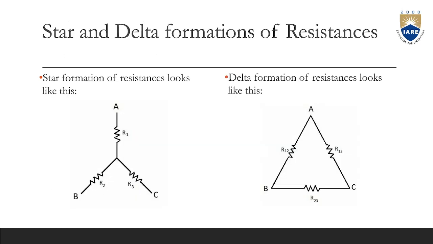Star and delta formations of resistance. Star formation of resistance looks like this. Here we can see from the figure, it looks like a star, right? Delta formation of resistance looks like this. From the figure we can see that the delta formation is in the shape of a triangle, right?